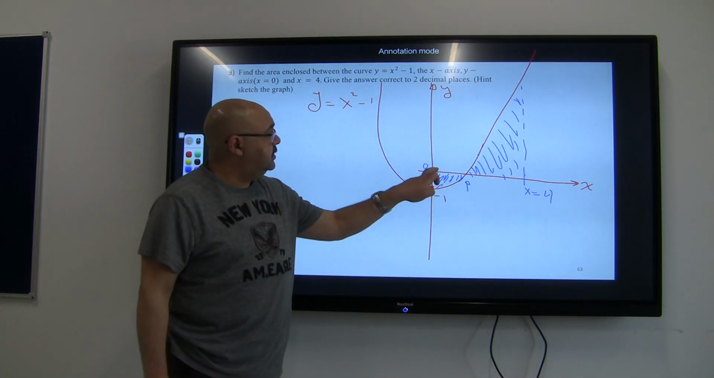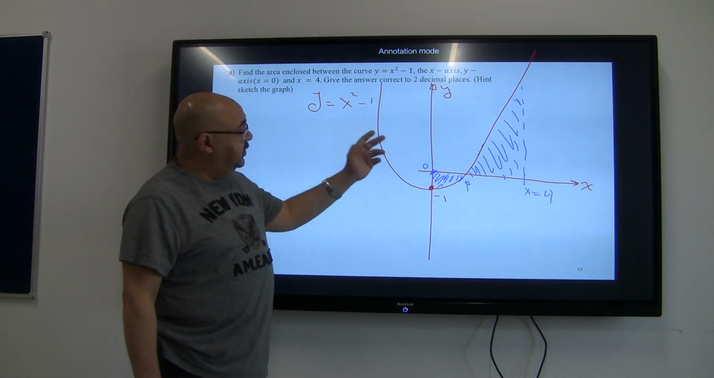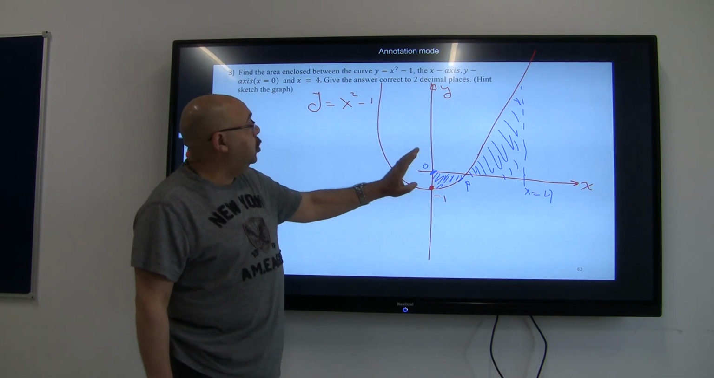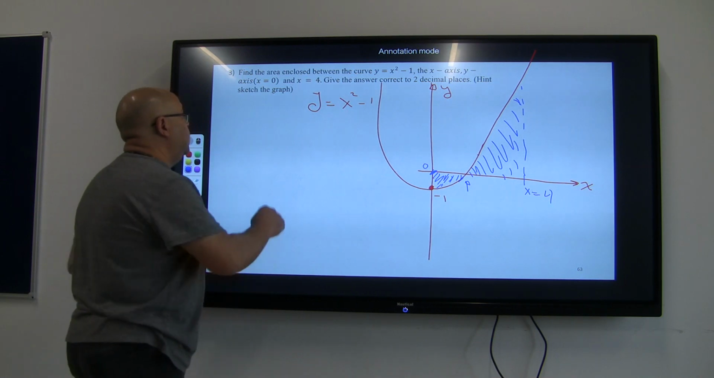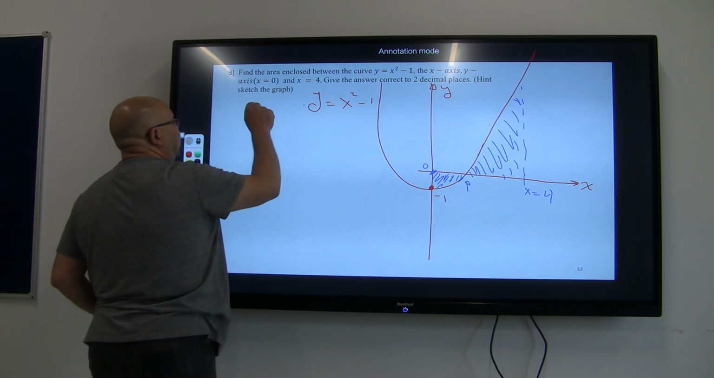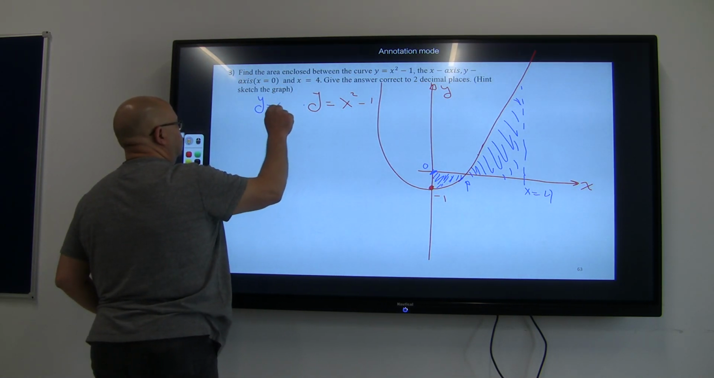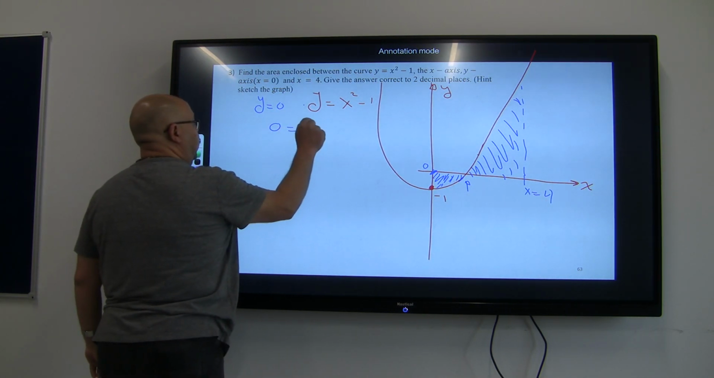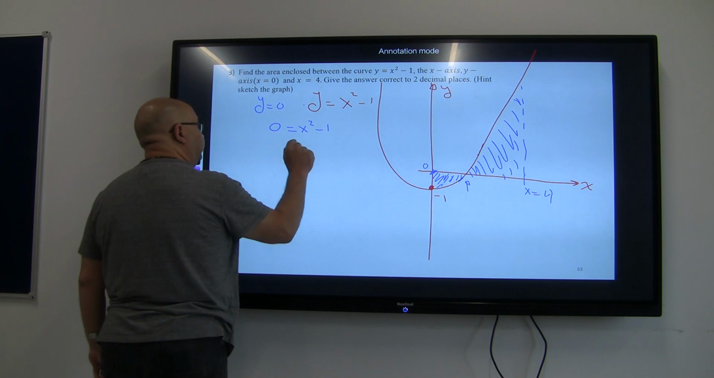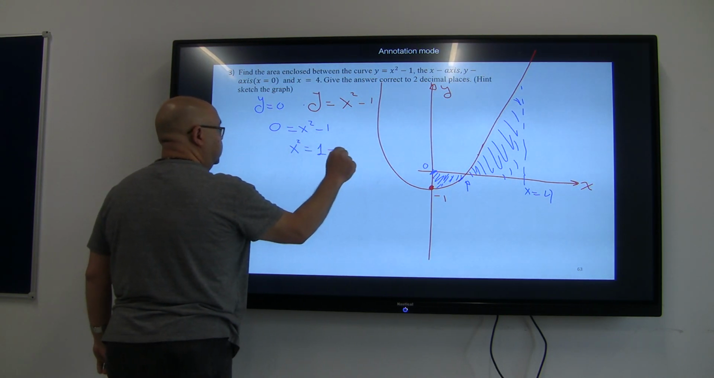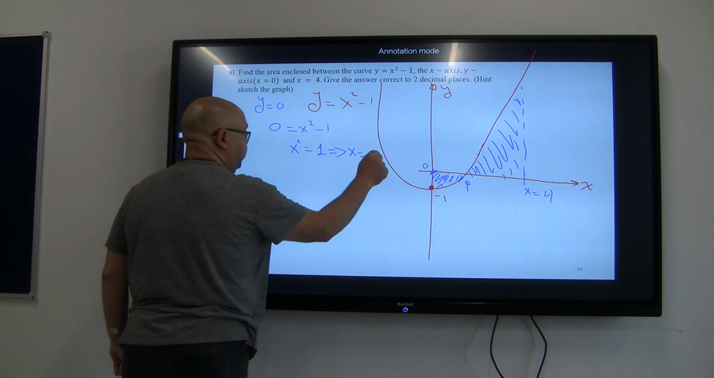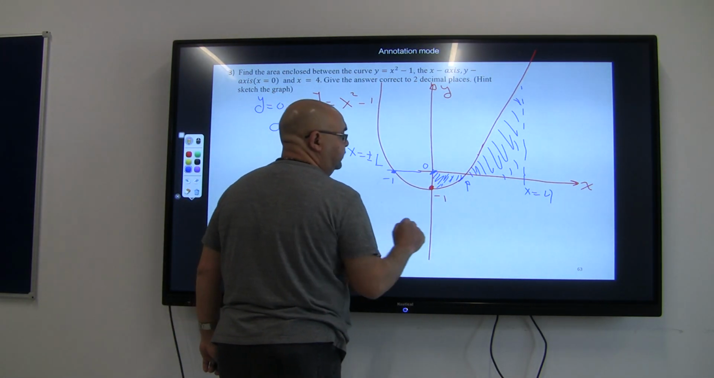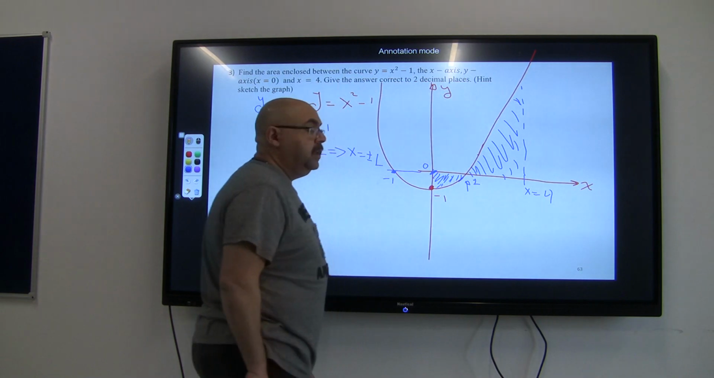In order to find the intersection points, I try to solve y equal x squared minus 1 with the x-axis. The equation of the x-axis is y equal to 0. So simply, I'm going to solve 0 equal x squared minus 1. That gives x squared equal positive 1, which leads to x equal positive or negative 1. And it makes sense. The curve will cut here at negative 1 and here at positive 1.